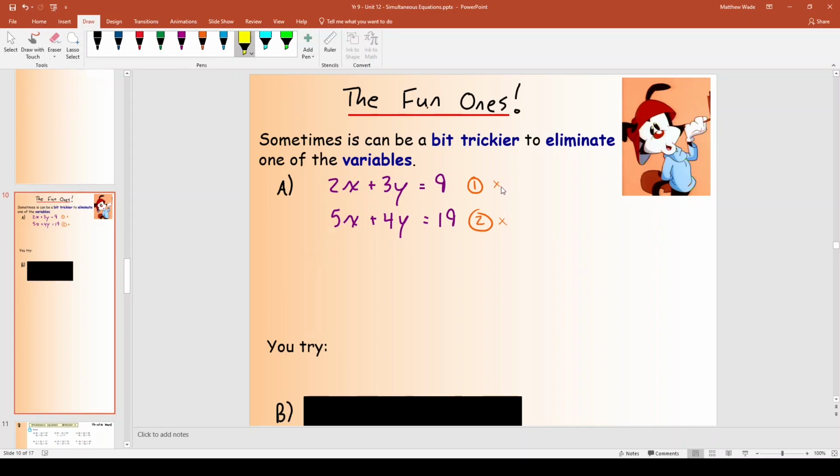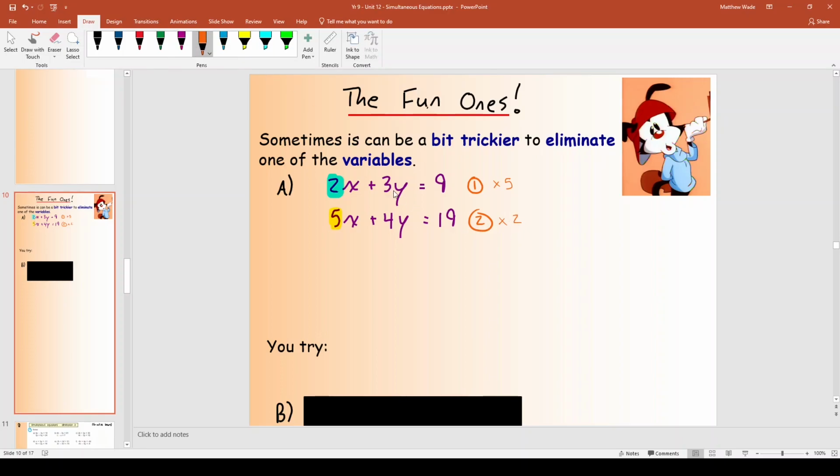What can I times the first equation by in order to make it so that the x's, for instance, match up? Well, if that's 2 and that's 5, what's the number that 2 and 5 both go into? A small one, if we could. What's a small number that 2 and 5 both divide into? Well, yeah, 10. You've got it. So here's what I can do. See that 5? I'm going to times the first one by that 5. See this 2? I'm going to times the second one by that 2.